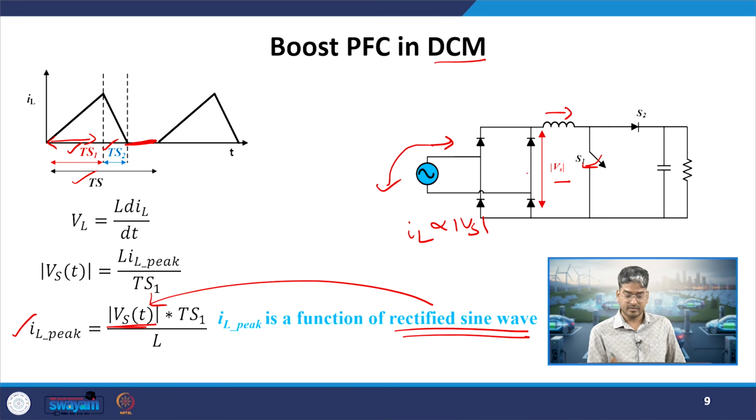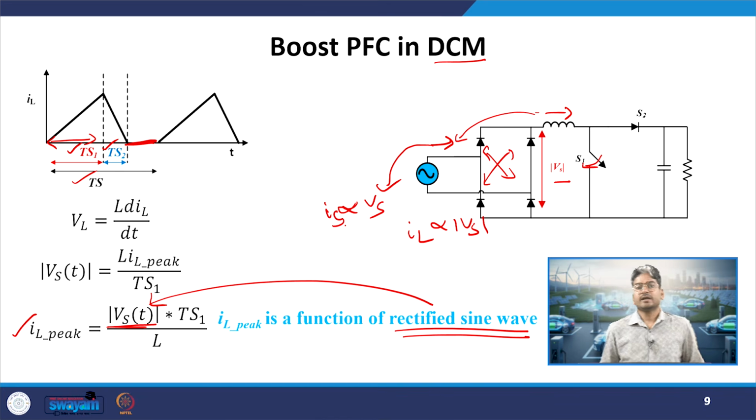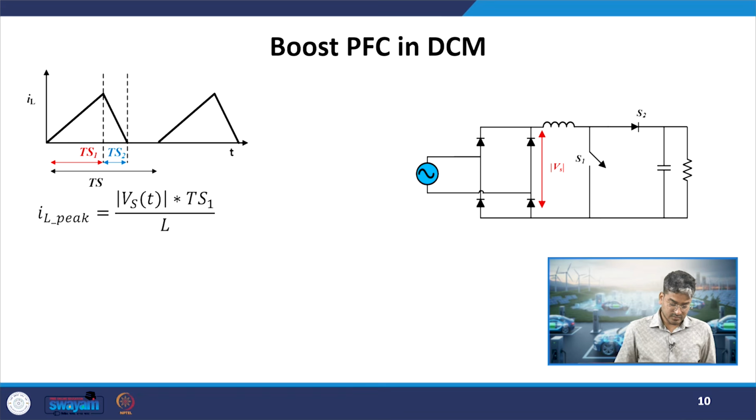I have unfolding, because of the diode bridge, the rectified sine wave will be reflected as a full sine wave over here, because of the switching operation or the flip of the diode operations in the positive and negative half cycle. So, Is will now become proportional to Vs, okay, or I can have sinusoidal current drawn from the source even if I go into the DCM mode of operation. Okay. So, let us continue with the analysis.